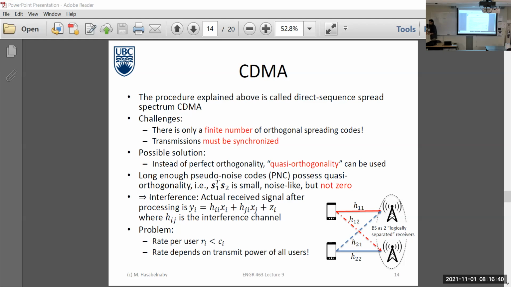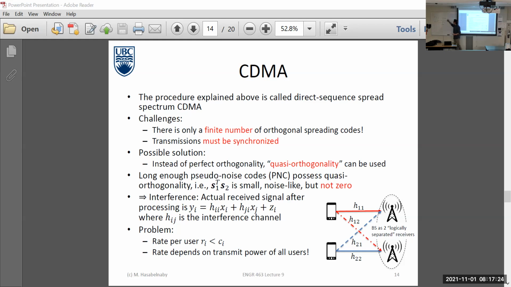Okay, so in this case, the received signal will be H1 S1 X1 plus H2 S2 X2 plus Z. If I multiply by S1 transpose Y, this will equal H1 X1 plus H2 X2 with a factor which is very small. So in our previous case, this value would equal 0.